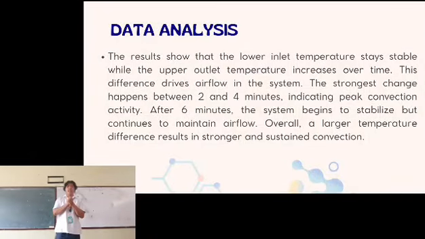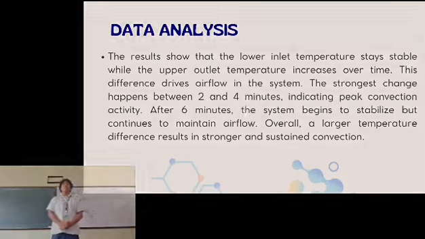For the data analysis, the results show that the lower inlet temperature stays stable while the upper outlet temperature increases over time. This difference drives airflow in the system. The strongest change happens between 2 and 4 minutes, indicating peak convection activity. After 6 minutes, the system begins to stabilize but continues to maintain airflow. Overall, larger temperature differences result in stronger and more sustainable convection.